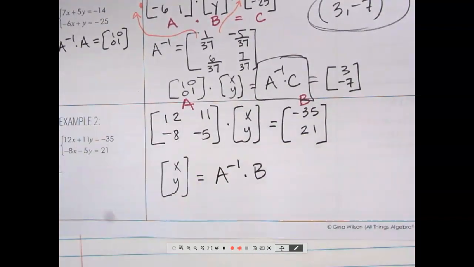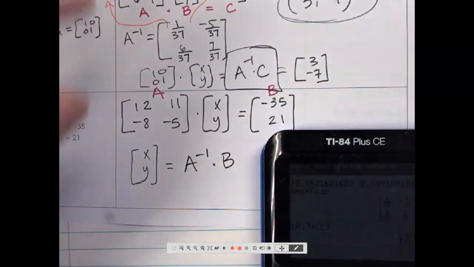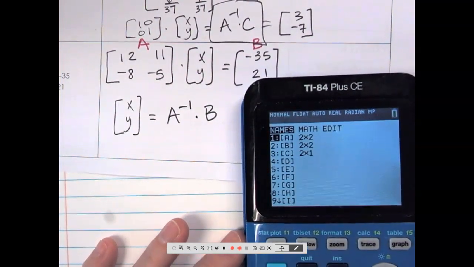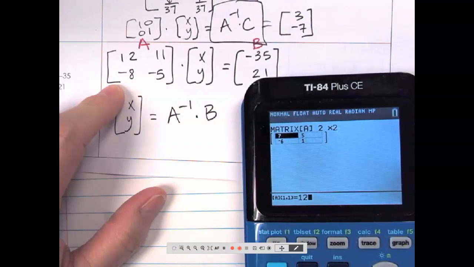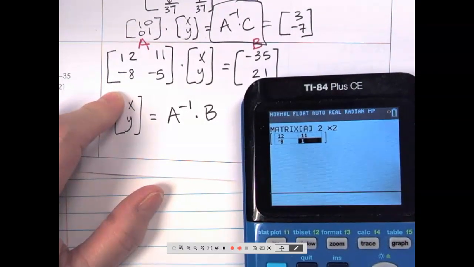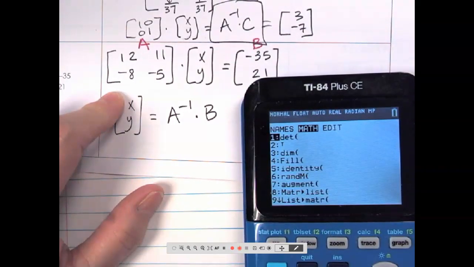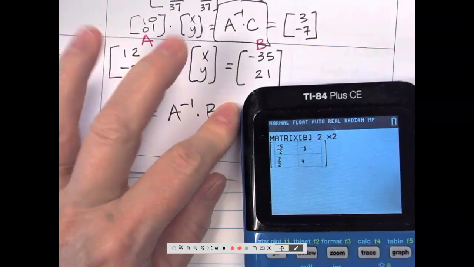Now I've got to type A and B in my calculator, but the rest can be done totally on the calculator. And I have a question of what I wrote down. Okay, so let's plug these in. Matrix, edit A, say 2 by 2. Then I'm going to go back to matrix, edit B. It is a 2 by 1.